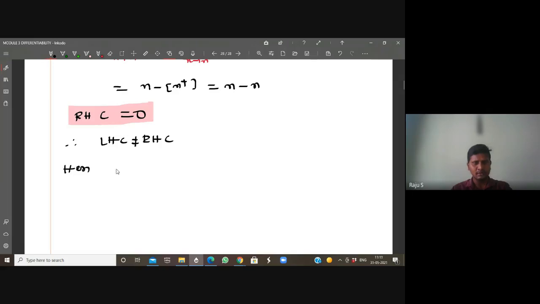Hence the given function f of x is equal to x minus the greatest integer of x is discontinuous at all integral points.